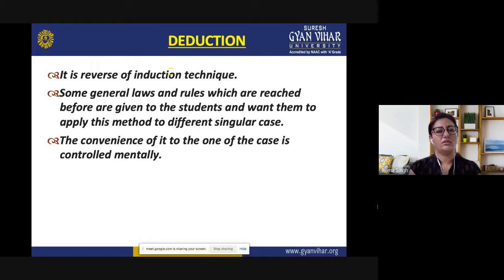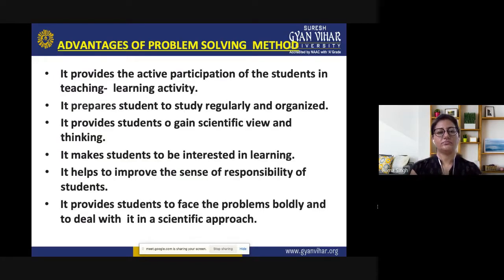Deduction is a reverse of induction technique. Some general laws and rules are already reached before discussing the similarities or dissimilarities, and the students want to apply this method to different singular cases. The convenience of it is that the case is controlled mentally. Convenience is this, that they know what they are going to do, already a rule or the procedure has been shown to them, discussed with them.